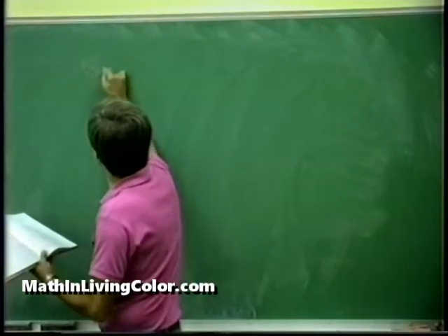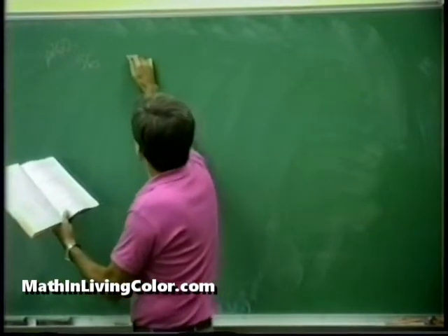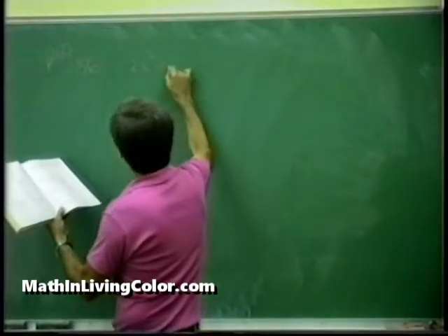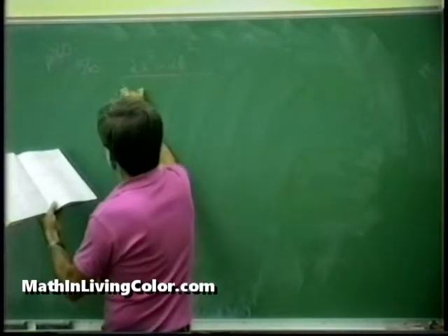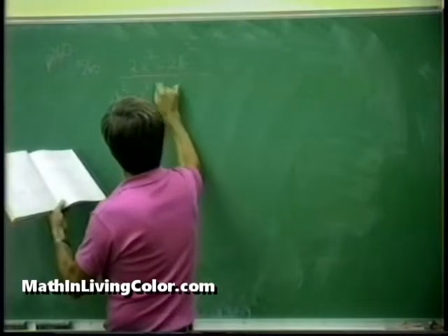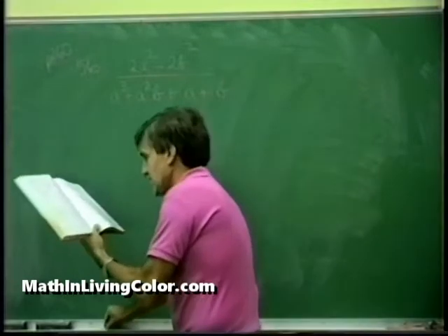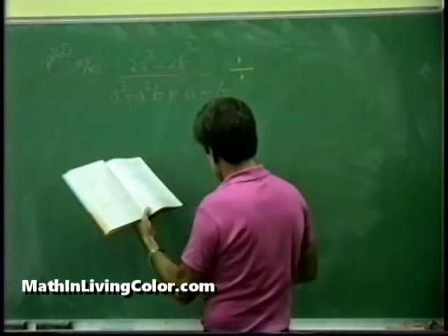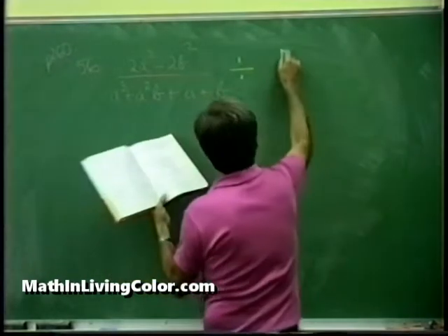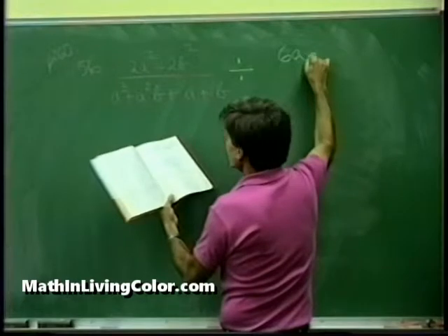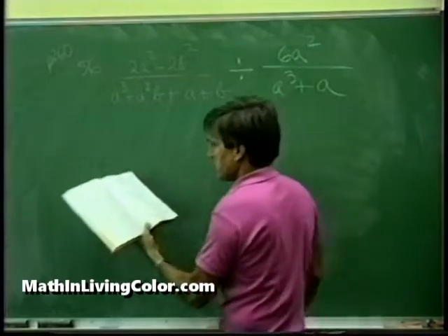Take a look at number 56 on page 260, and let me use this as a sample problem. 2a squared minus 2b squared divided by a cubed plus a squared b plus a plus b. And then it says divided by, and as a second fraction, 6a squared divided by a cubed plus a. All right?